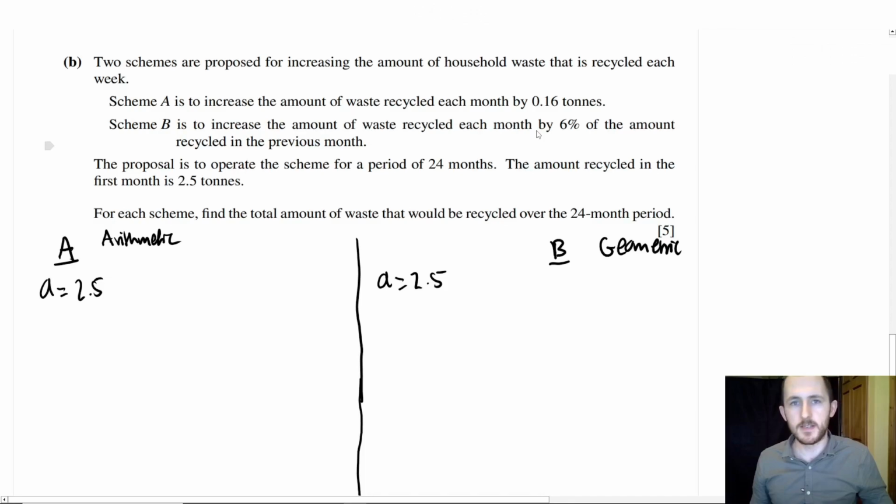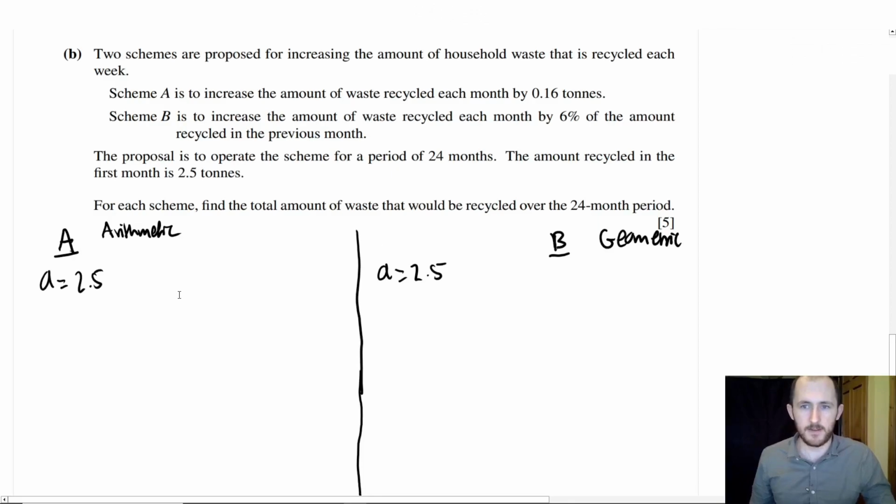So just as a bit of context for this, short term, you can see the 0.16 is going to be bigger than 6% of 2.5. Short term. But if you're doing it over a period of 24 months, it gets a bit closer. Long term, percentages always win. Compound interest, right? It always wins long term. But the question is, how long term are we talking? Is it 5 years, 10 years, 15 years? Who knows? So these kind of calculations, I'd be surprised if you can look at this and actually work out which one would be better just by looking at it. But yeah, so all we need to do is calculate it.